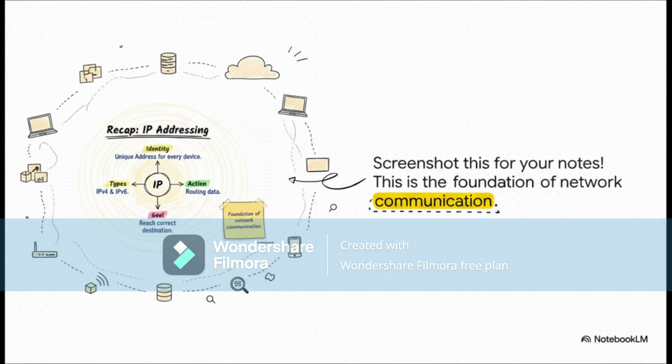This diagram right here is the perfect summary. Seriously, go ahead and grab a screenshot of this for your revision notes. It shows you how those 4 key ideas, identity, action, goal, and types, all revolve around the main concept of IP. It really is the foundation of how everything talks to each other online.